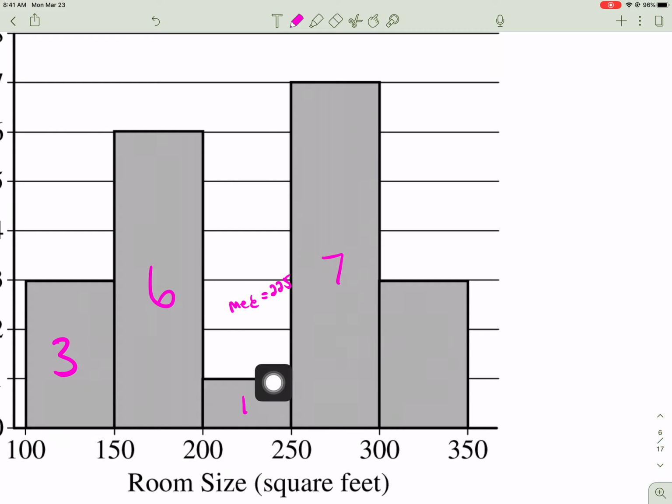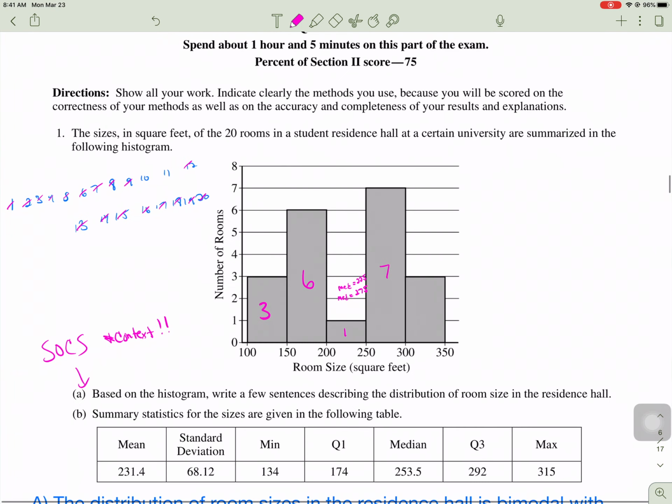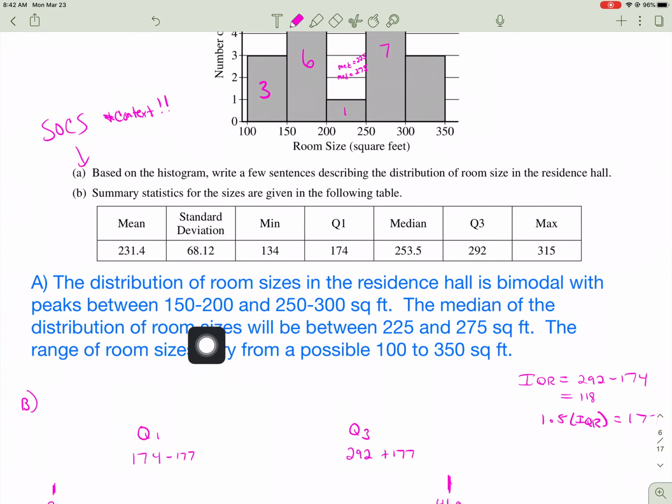So if rooms 10 and 11 were 250 and 300, then the median would be 275. So a little tricky here to talk about median. We're going to look at what College Board says actually in a second about the center, but what I wrote was the median of the distribution of room sizes will be between 225 and 275 square feet.